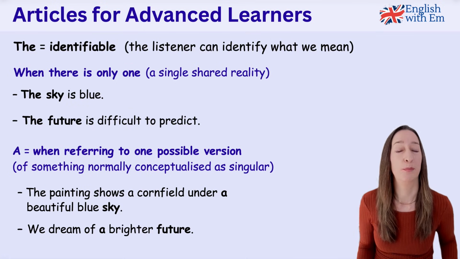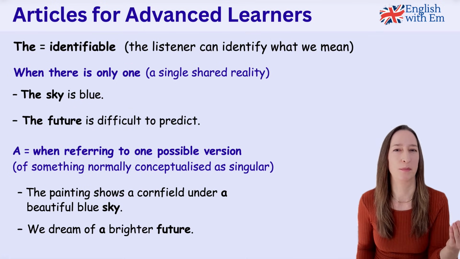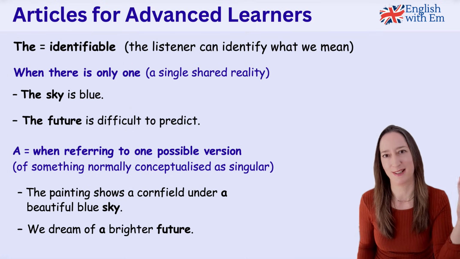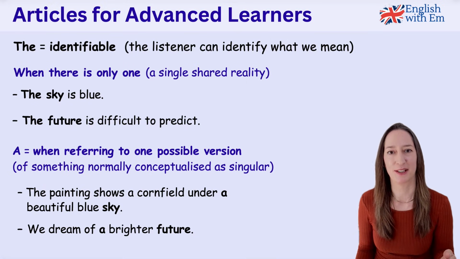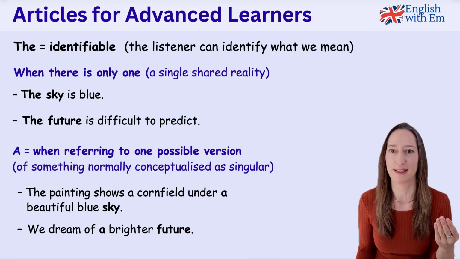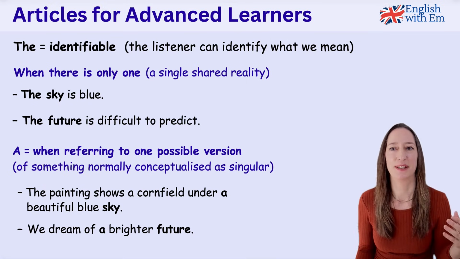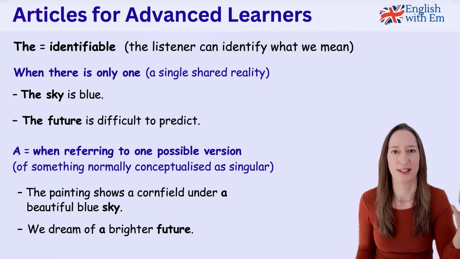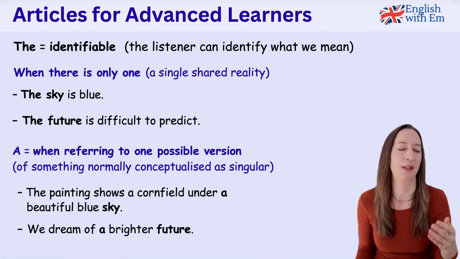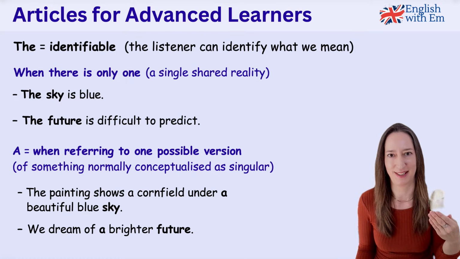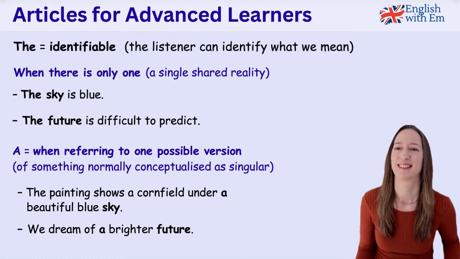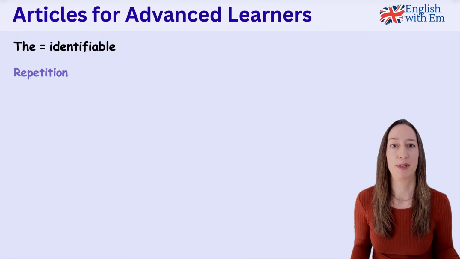We dream of a brighter future, one possible future that we're imagining. So this comes down to how we're viewing the noun in our mind. Are we thinking of the one shared reality, or are we thinking about one possible version of that in our imagination? Now we're going to look at repetition.